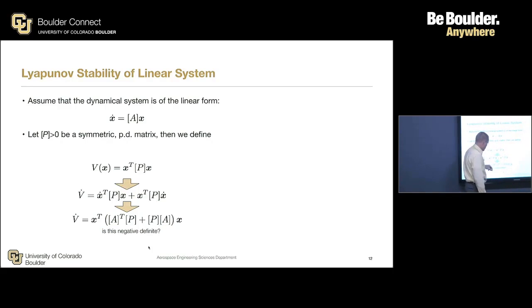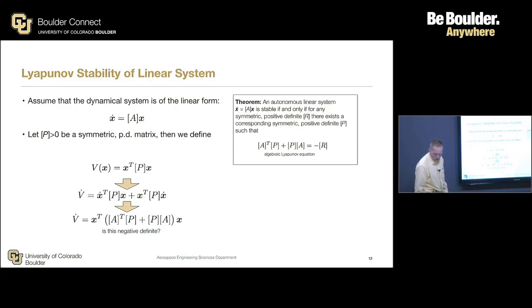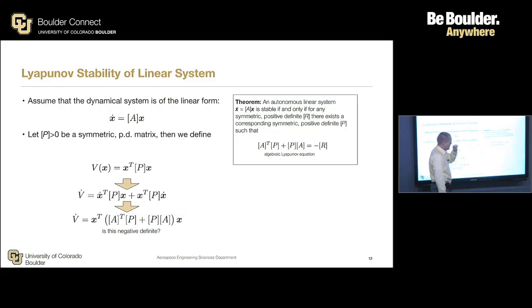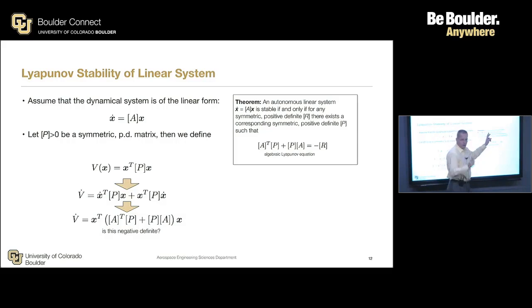So how do you prove that? Well, that's actually one of the theorems there. You've got an algebraic Lyapunov equation. That's basically this one: A transpose P plus P times A. There's a theorem that says an autonomous linear system, X dot equals AX, is stable. Now again, for a linear system, stable means roots are all on the left-hand side of the imaginary plane, negative real numbers, not 0 real numbers, otherwise it's marginally stable. This is only true for true stability, not marginal stuff.